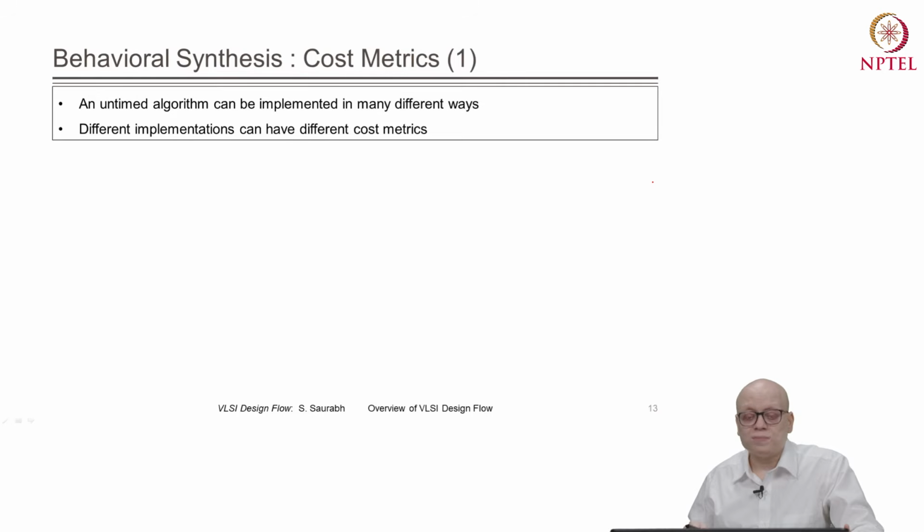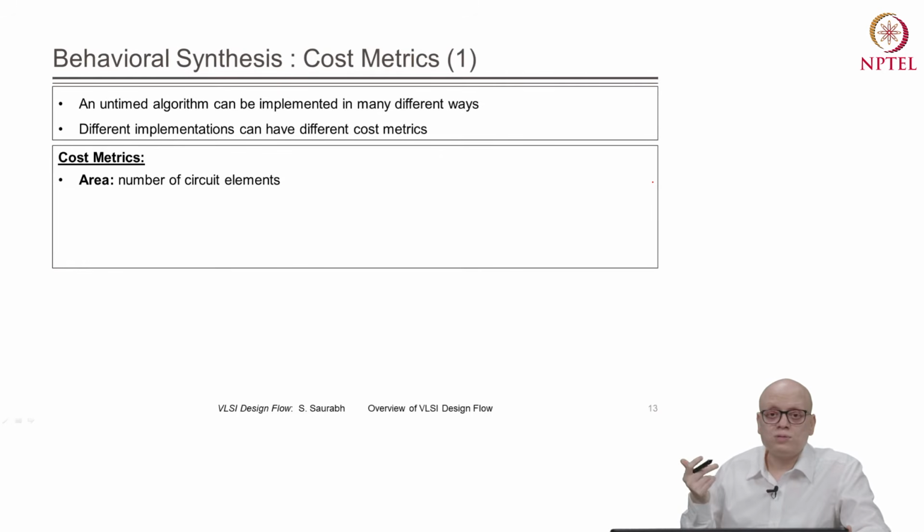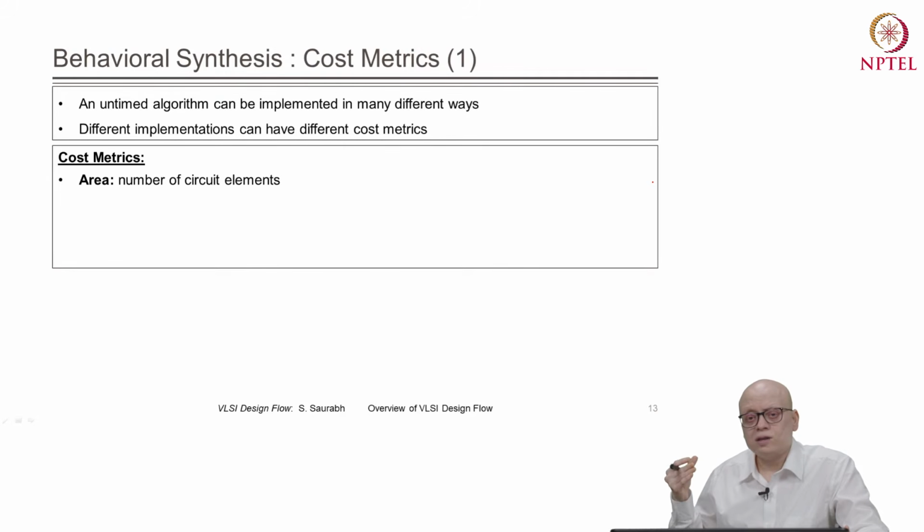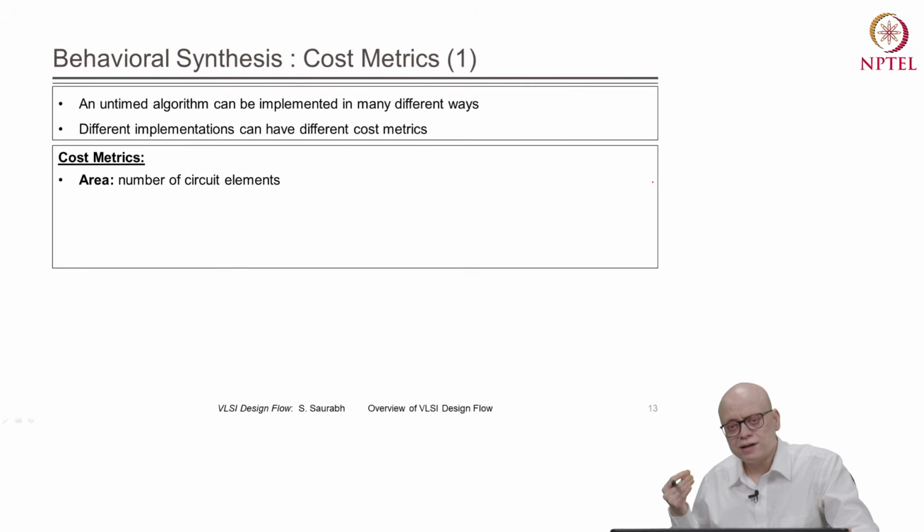So what are those cost metrics? The first one, of course, the easiest one, is the area, right? It can be measured simply by the number of circuit elements in the RTL, and that can give us a kind of area measure for the RTL generated by the tool. Now at a broad level, we can ignore the area of the wires and just consider the area of the elements, logic elements, arithmetic units, registers and so on, right.